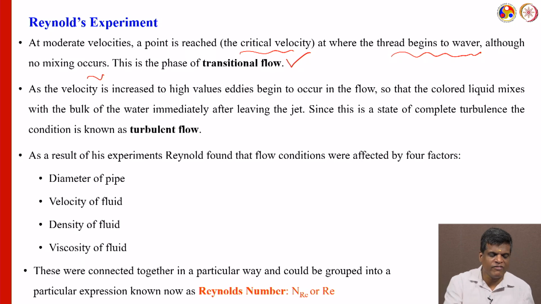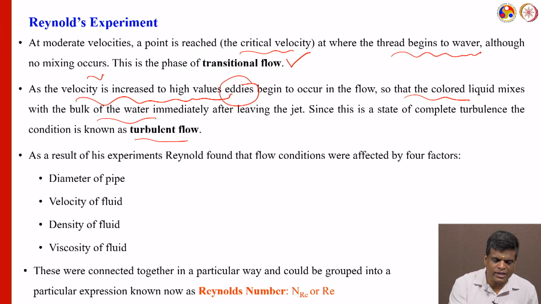But if you increase the velocity to high values, then eddies form here. So, the colored liquid mixes completely with the water. This type of flow we call turbulent flow. So, now there are three types of flows here: one is laminar flow, the other is turbulent flow, and then transitional flow.